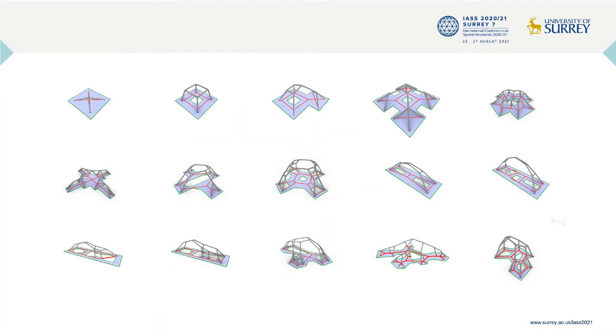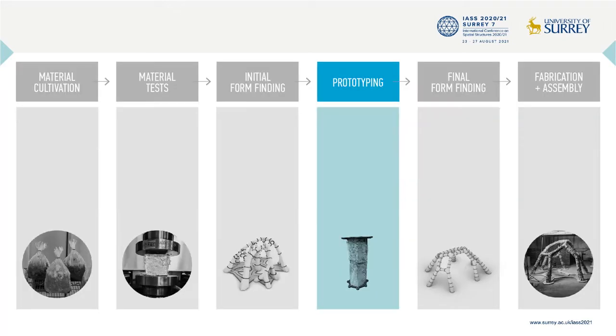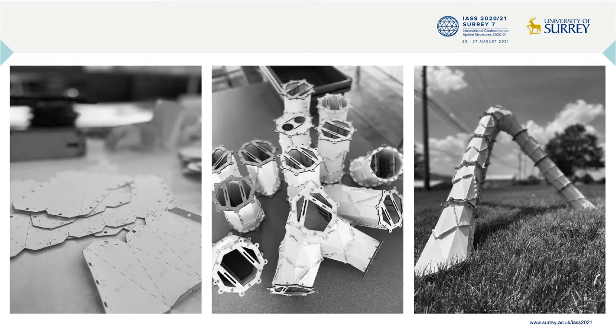Here, different forms generated by our method can be seen from simple to more complex compression-only networks. We then started making prototypes to explore ways to materialize these forms with mycelium-based composites. We developed our method to fabricate a 3-dimensional structure with 2-dimensional cut materials that are totally recyclable. We used wood and paper to make the formworks.